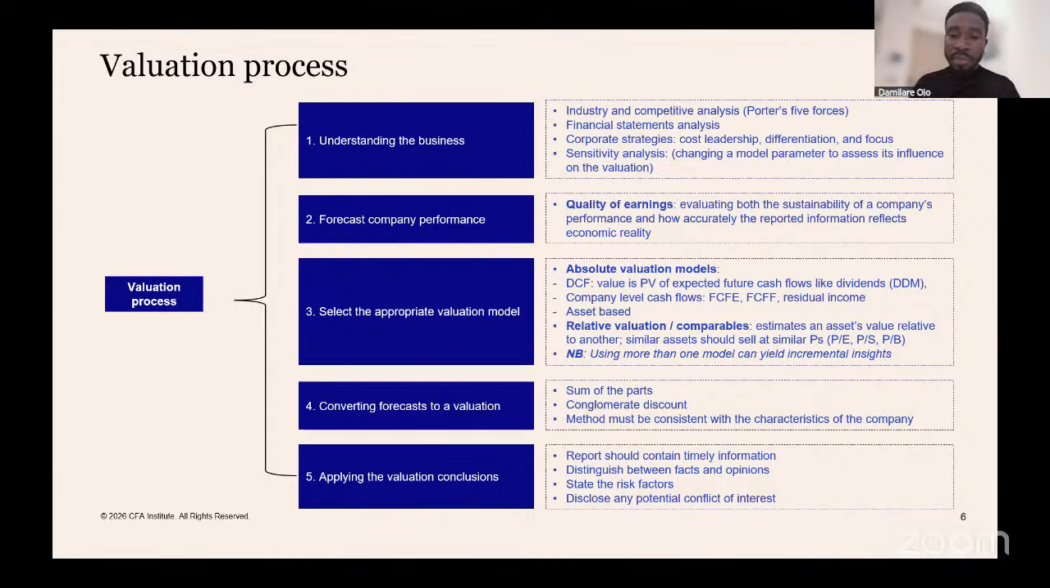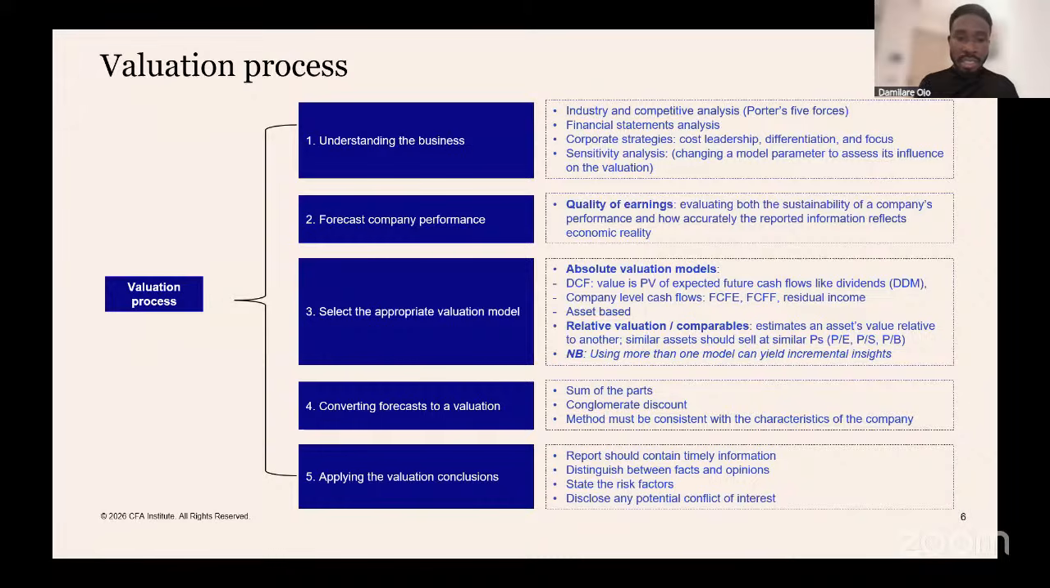Then the third bullet point here says the method must be consistent with the characteristics of the company. Yes, it is very important that you use the appropriate method based on the characteristics of the company that you are valuing. And also, even within a particular method, there are different parameters that you select. Say, for instance, you have to decide where you use your weighted average cost of capital versus where you use your cost of equity to do your discounting. Those are very important considerations that we have to be aware of when we are doing valuation. But again, we'll do some examples and see some of these things in more detail.